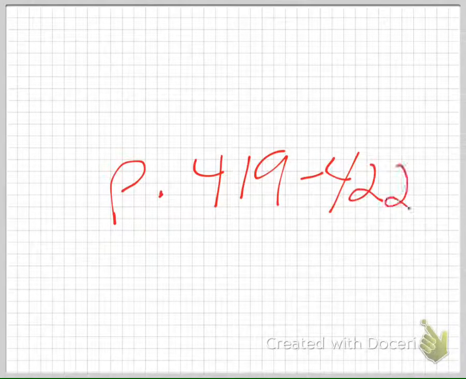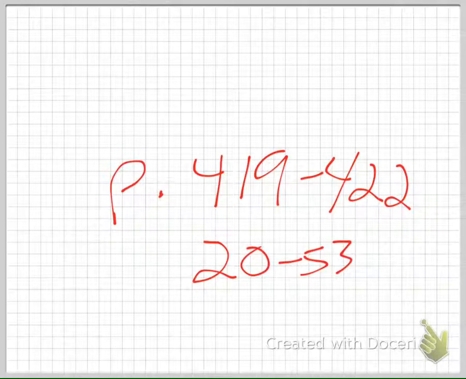Okay. Here's your homework. It is page 419 to 422, 20 through 53 even.